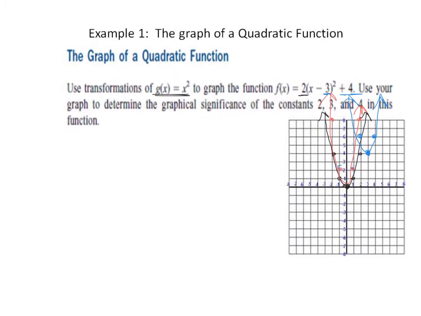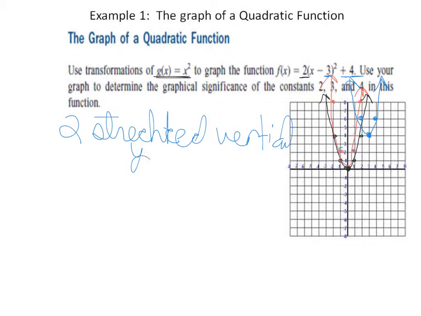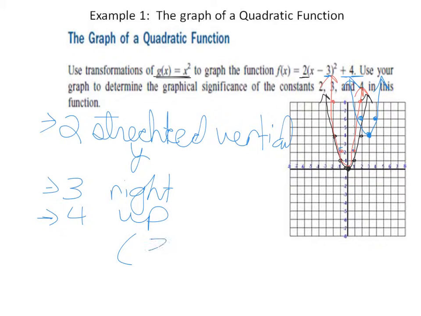Okay, so the 2 stretched vertically, so that's the y. The 3 went right, and then I guess I should put arrows, and then the 4 went up. And since our vertex is at 3, 4, our axis of symmetry is x equals 3.